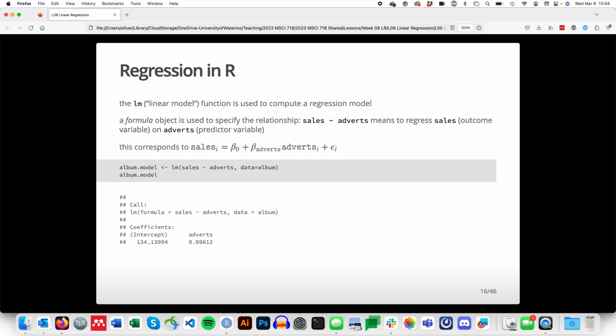And we have estimates for our coefficients. Ta-da, we have done linear regression. Can anyone interpret this for me?